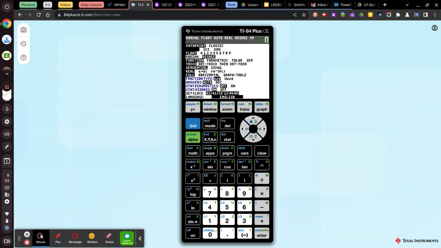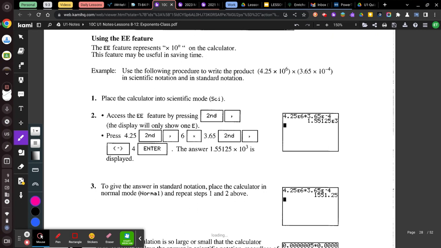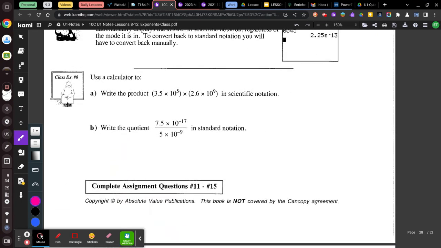So now I'm going to hit either clear or second mode. If I hit clear, I go back to my main screen. So does second mode. Second mode is quit. Okay, so now we're going to type in the numbers. We're on the bottom of page 88. We're going to type in these numbers with EE. So we're going to convert them, but those are big numbers.